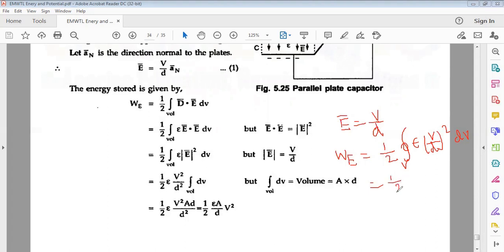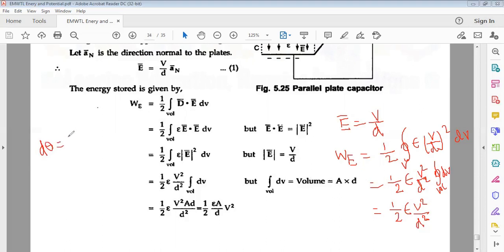So 1 by 2 epsilon V square by D square is a constant. So the volume integral of dV is equal to volume, which means A into D. So volume is equal to the area into the distance. Right, this is the volume: 1 by 2 epsilon V square by D square times the volume integral of dV.